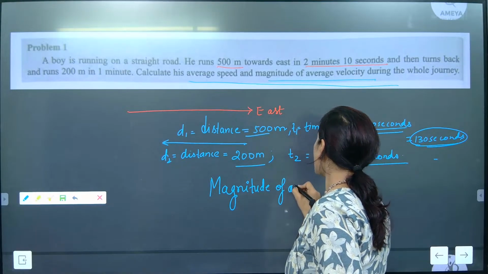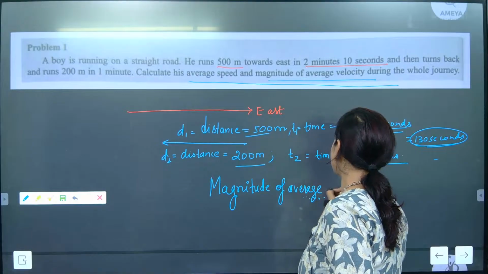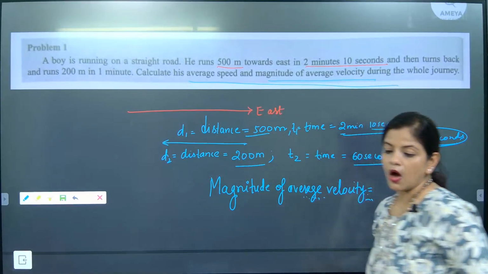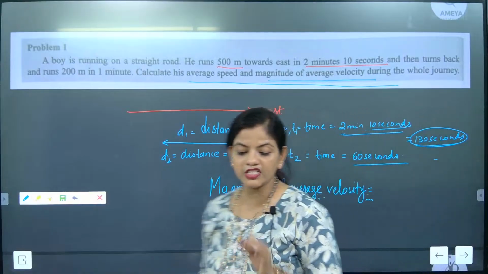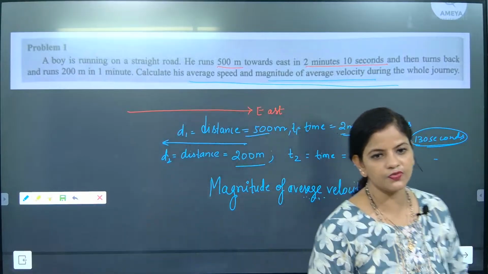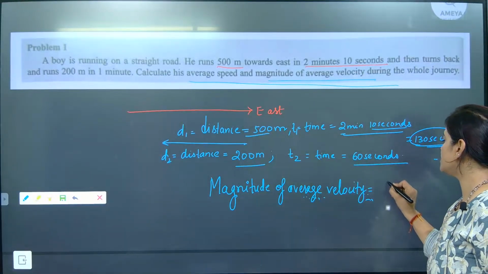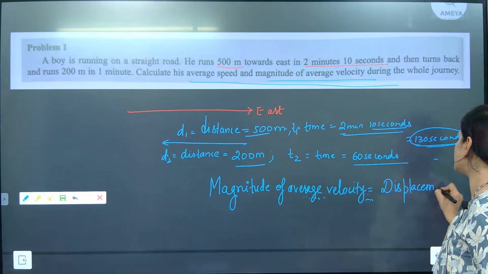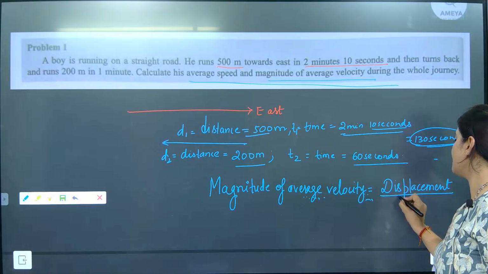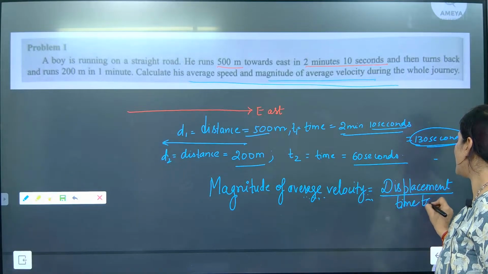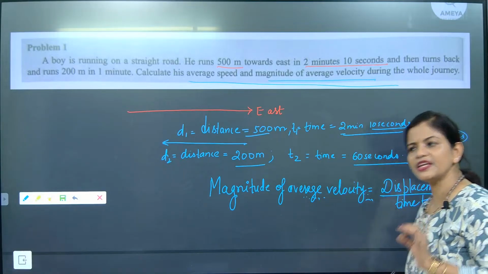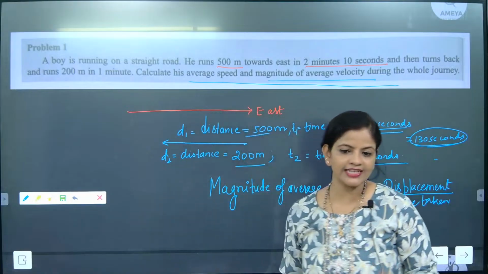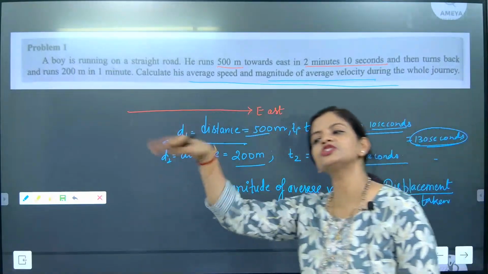Magnitude of average velocity. How can we write magnitude of average velocity? Just understand this one. Magnitude of average velocity is displacement by time taken. And displacement is the shortest distance.